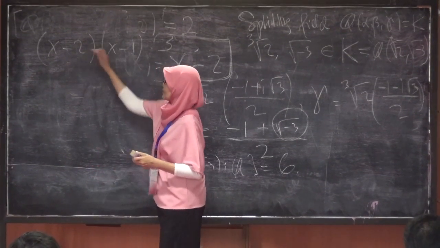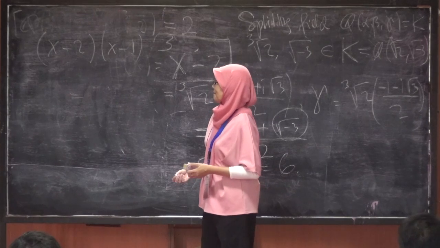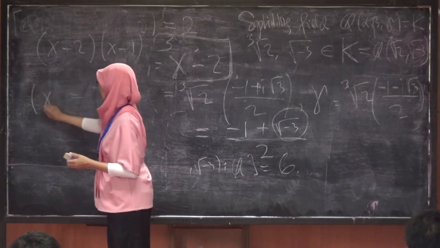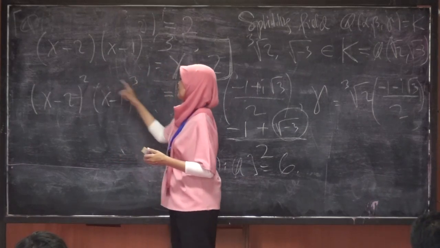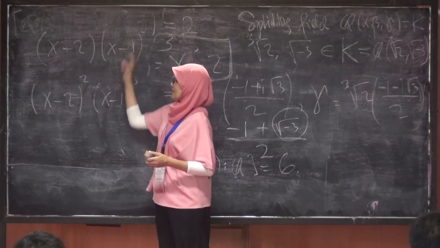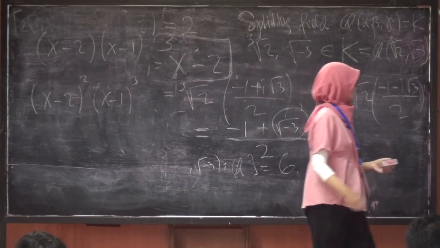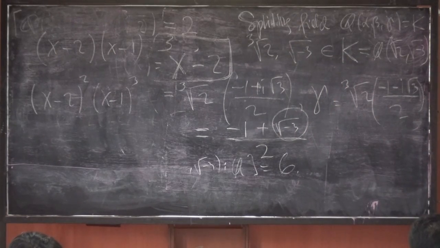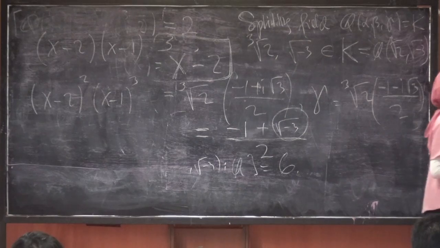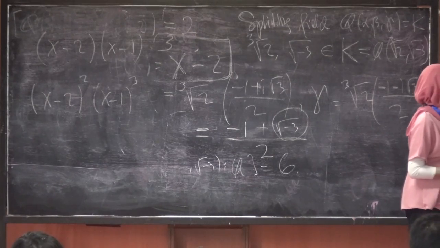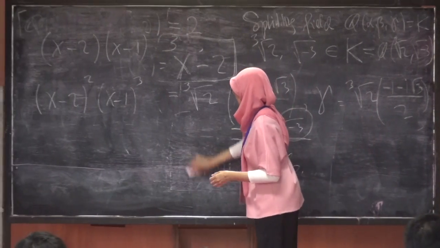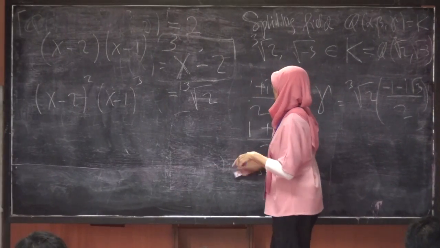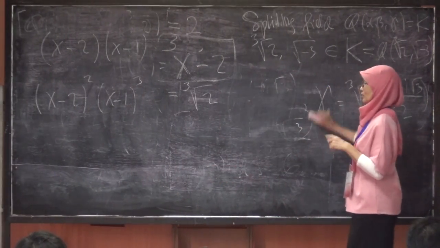For example, this is separable, and this is different from the other case. You see this is 1 and this is greater than 1. A simple example is x squared minus 2. This is separable because it only has 2 distinct roots, square root of 2 and minus square root of 2.